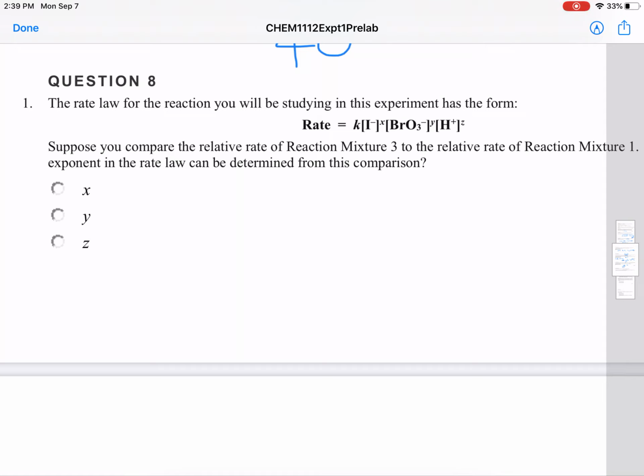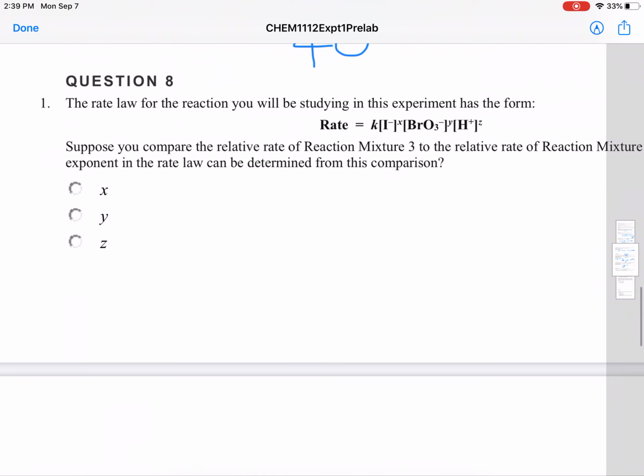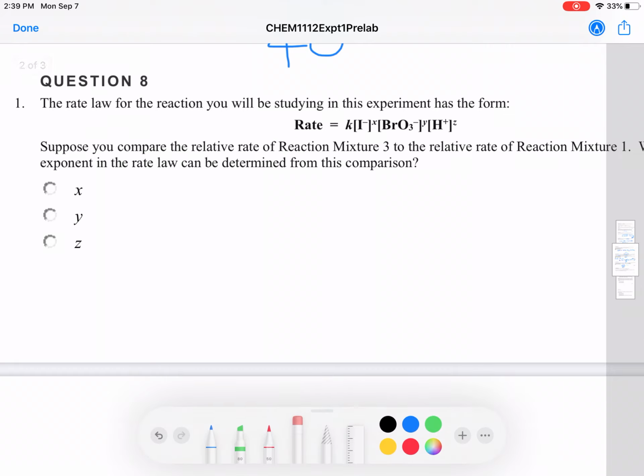Suppose you compare the relative rate of reaction mixture 3 to the relative rate of reaction mixture 1. Which exponent in the rate law can be determined from this comparison? So rate 3 and rate 1. If you do rate 3, we are going to compare it with rate 1.